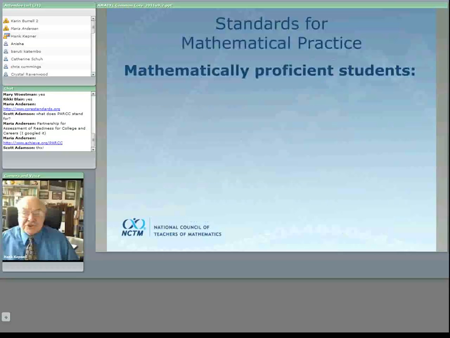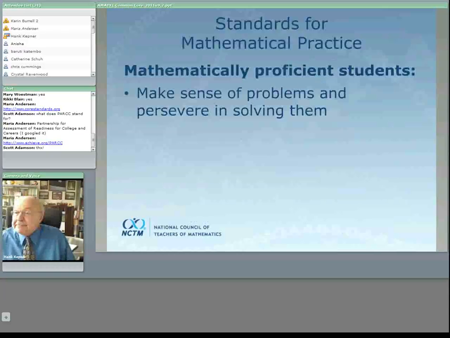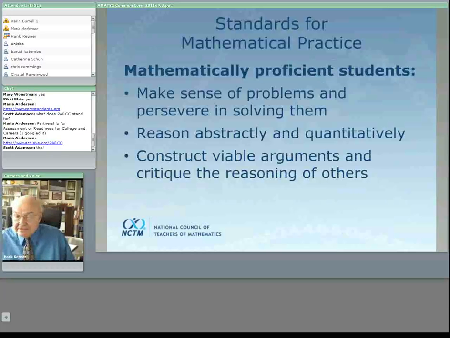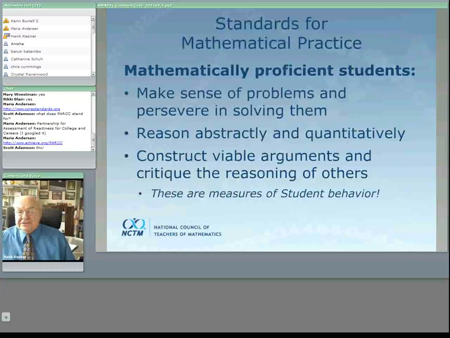So it's not something you and I as the instructor do to students. It's a matter of whether we can get them doing those things as they learn and attempt to apply their mathematics. The remaining proficiencies in practice: model with mathematics, use appropriate tools strategically, attend to precision, look for and make use of structure, and look for and express regularity in repeated reasoning.